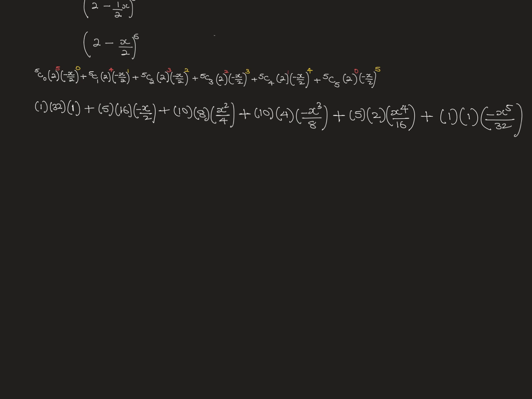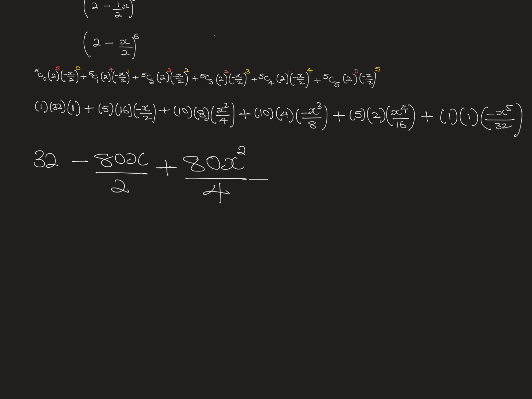We can now move on to further simplify. 1 times 32 times 1 is 32. Then for this expression here, 5 times 16 times minus x, that is going to be minus 80x over 2. Then plus 10 times 8 times x squared is 80x squared over 4. Then 10 times 4 is 40 times minus x to the power 3.